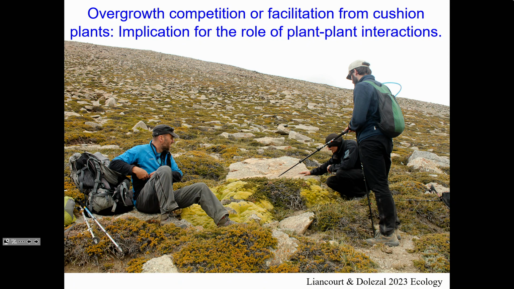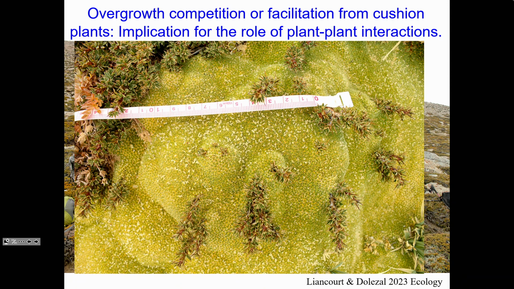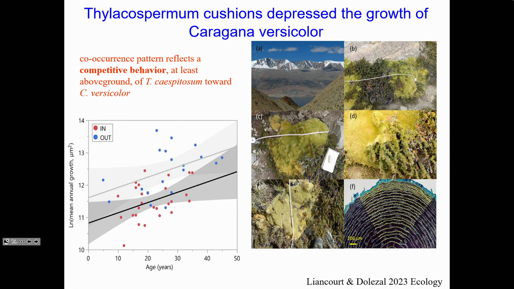Accidentally, we came across the large cushion that were overgrowing other large cushion. So there are two species, Caragana and Thylacospermum, coexisting together. They are both considered as a large plant, as a cushion-forming plants, and they were both tested for the positive effect on other species. But here in this context, we found that this benefactor is in fact a strong competitor who is overgrowing the Caragana, as you can see here. And to demonstrate that, we measured the growth rate of the Caragana branches outside and inside of Thylaco. And we found that those that are, of course, covered by, overgrown by Thylaco, they have suppressed growth.